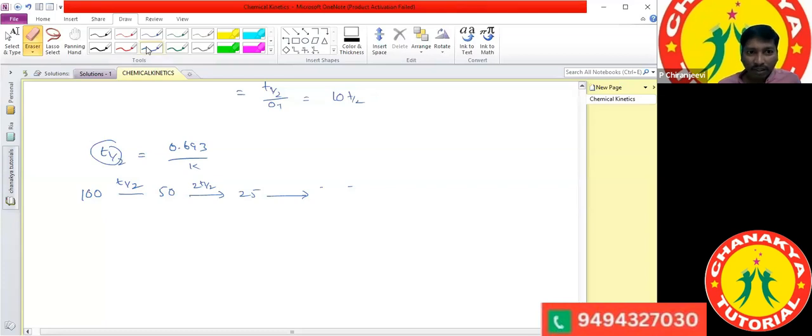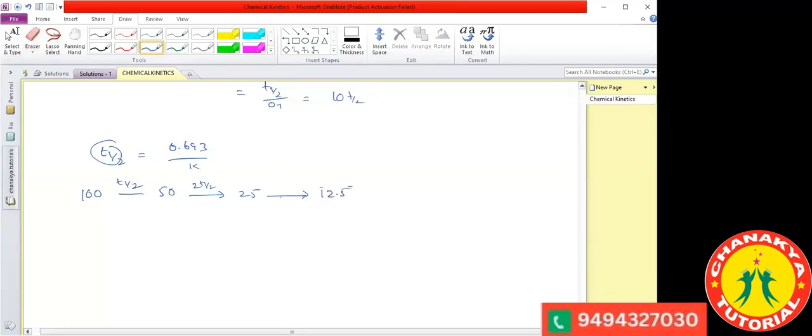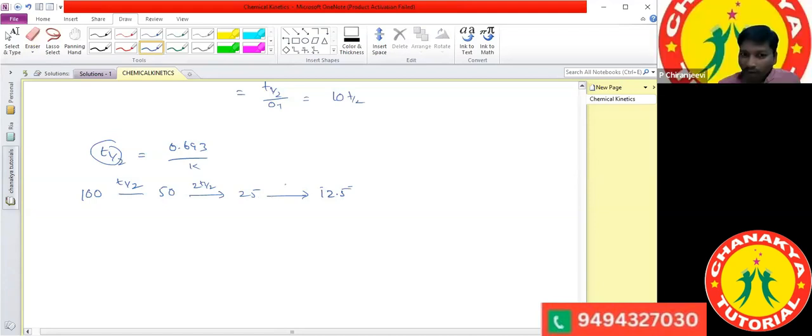12.5%. Again, from 25, what is the percentage here? Half of 25 is 12.5 only. In the conversion of 25 to 12.5% also it takes T half time only. And from 12.5 to 6.25, half of 12.5, we can again consider it as T half only.